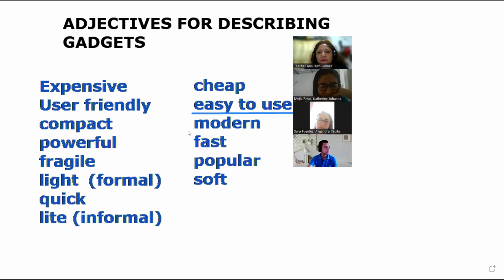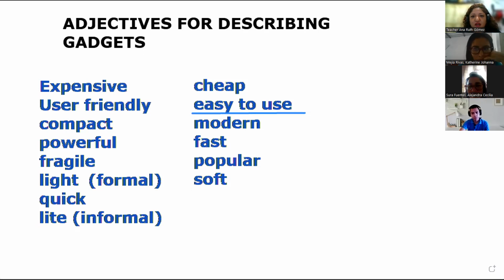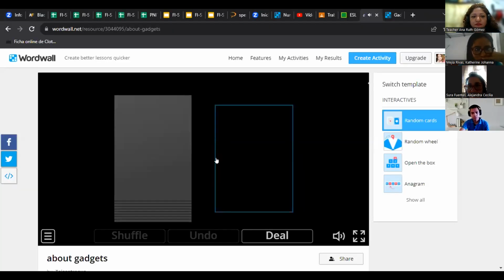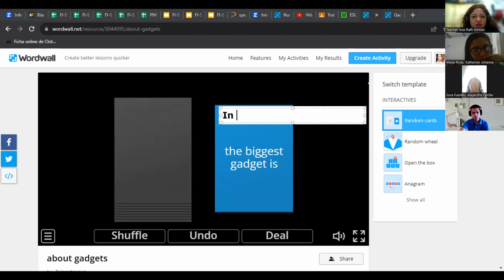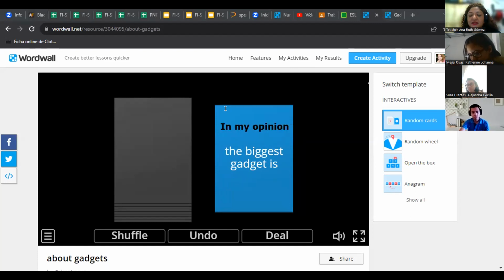Okay. Well, right now, I'm going to give you some statements so you can talk about that. I would like you to speak. Okay, I'm going to show you some random cards. Can you see the random cards? Yeah. Okay, so what you're going to do is talk about that. The biggest gadget is the biggest. This is like a superlative. You can say, in my opinion. Today we're going to review superlatives and comparatives, but you will say, in my opinion, because remember that when we use comparatives and superlatives, this is a matter of opinion.